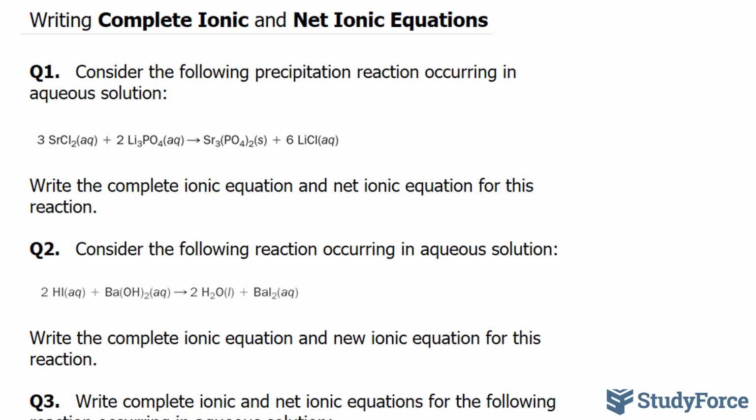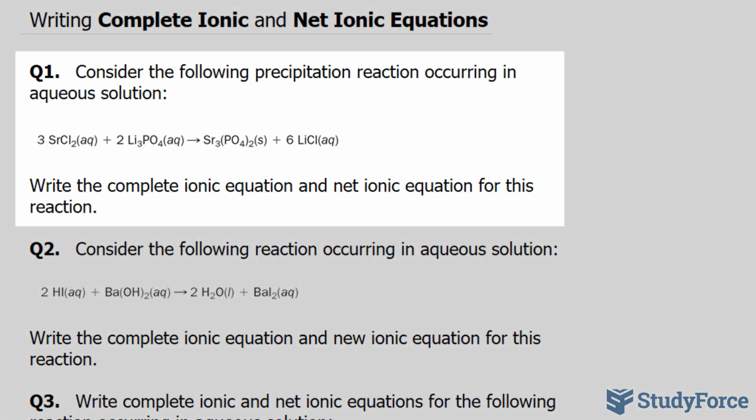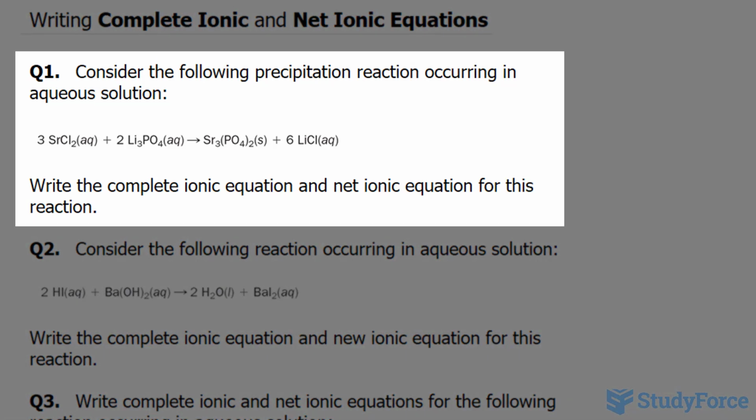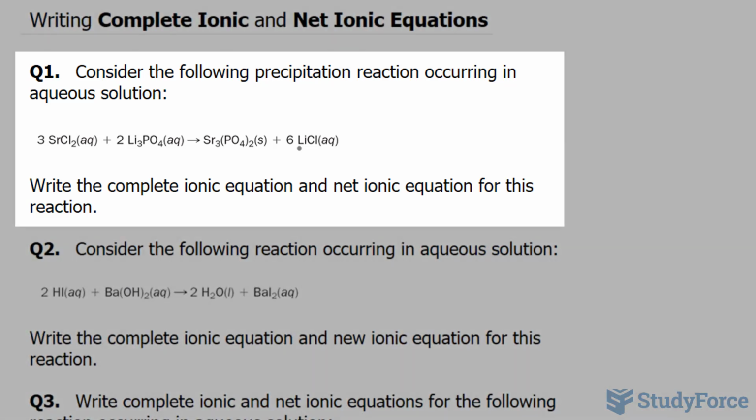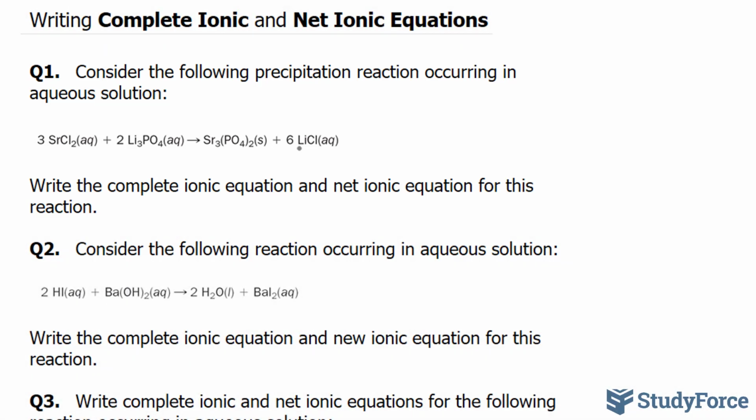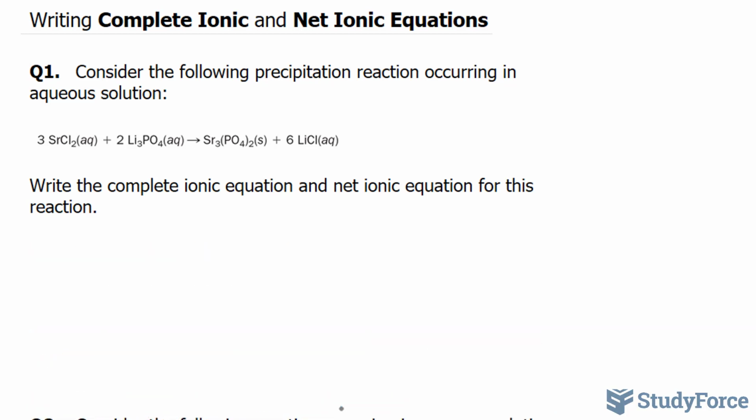In this lesson, I'll show you how to write complete ionic and net ionic equations. Let's start with question 1. Consider the following precipitation reaction occurring in aqueous solution. Write the complete ionic equation and net ionic equation for this reaction. These types of problems are not really hard. In fact, all you have to do is dissociate the ions making up each compound.